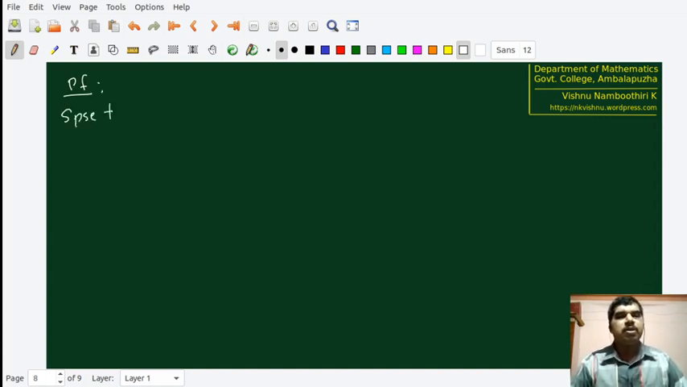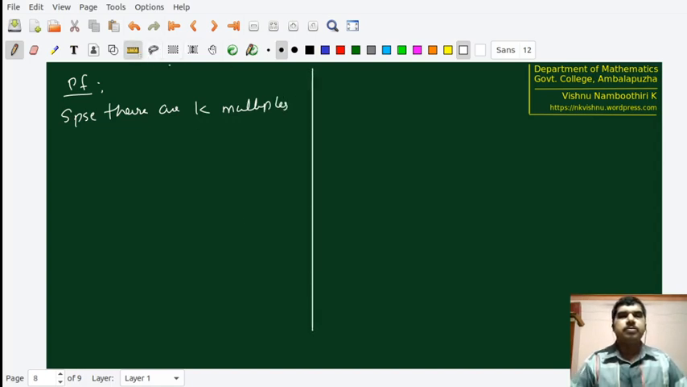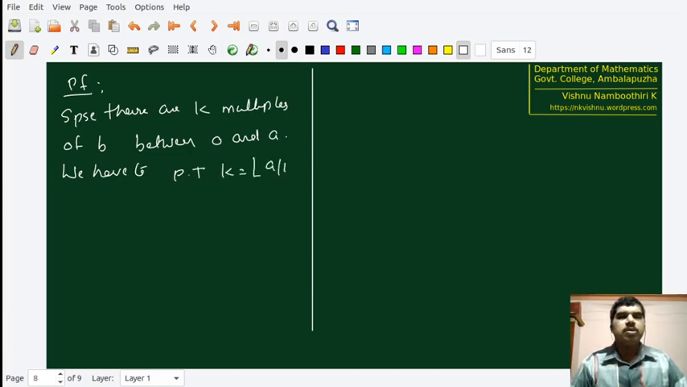Suppose there are k multiples of b between 0 and a. Of course, excluding 0 because we want only the positive multiples. So we have to prove that our k is nothing but the floor of a by b. This is what we have to prove.